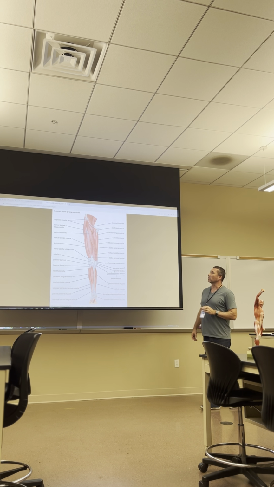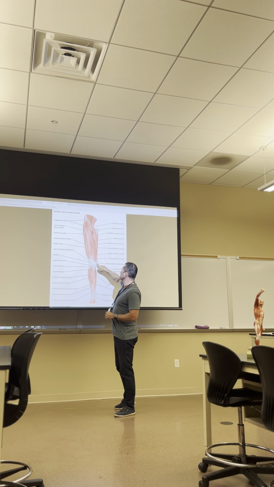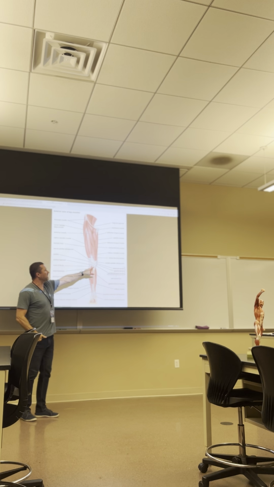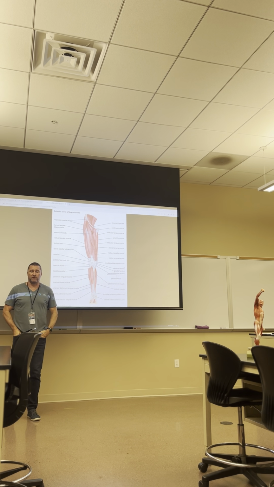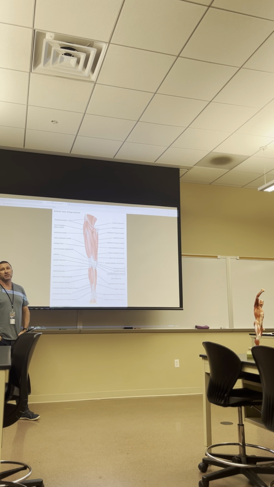Then we've got the sartorius. The sartorius over here is the longest muscle in the body. Its origin is on top of the pelvis and it inserts onto the tubercle of the medial condyle of the tibia. Its job is to flex and externally rotate. So if you want to cross your leg, that's your sartorius muscle. Also known as the runner's muscle. It's highly well developed in runners.